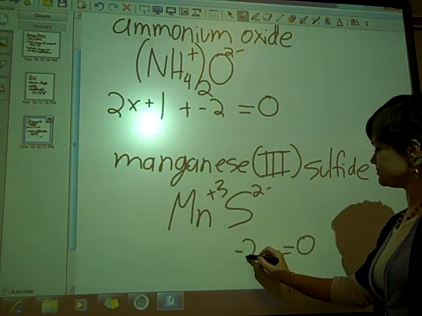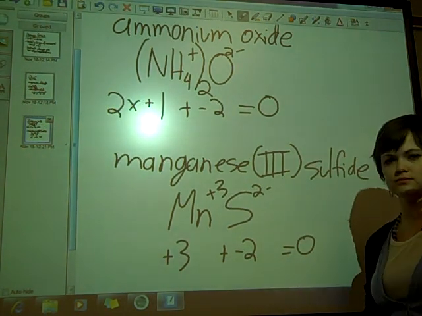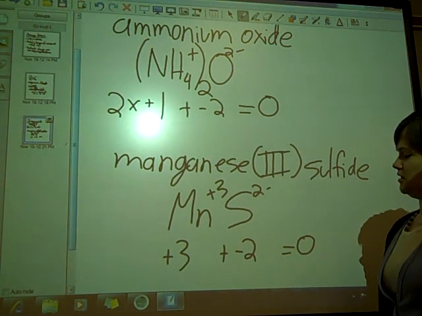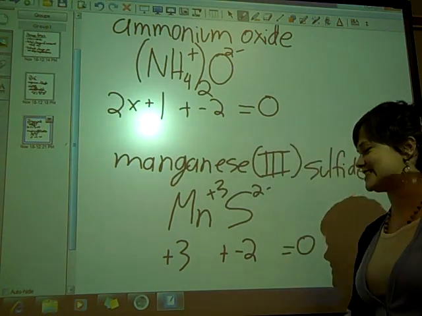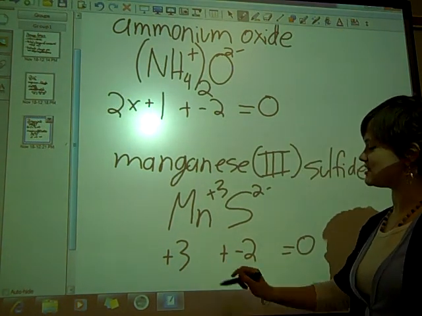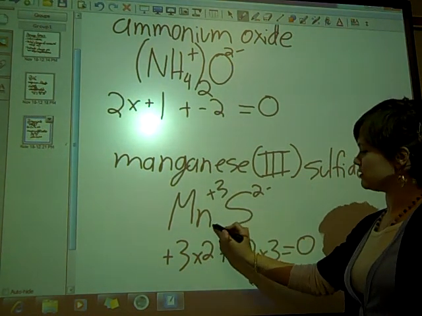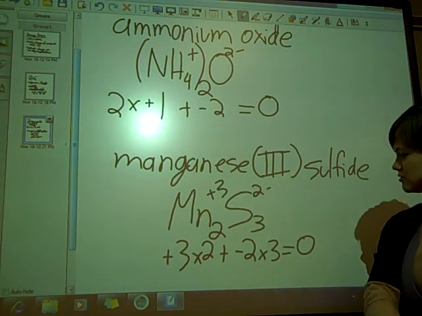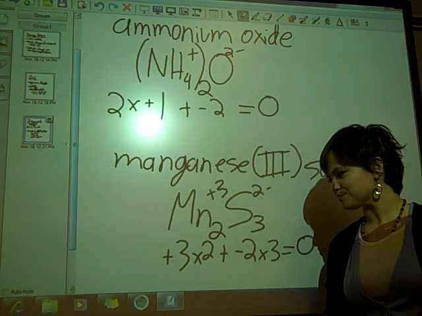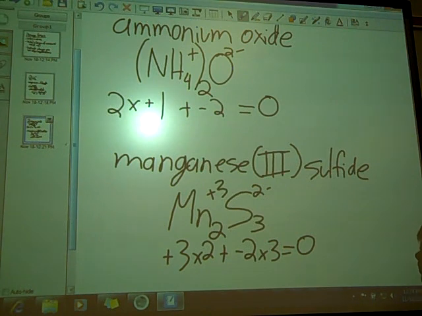Got to get to 0. Positive 3 plus negative 2, not 0. Well, I can't do fractions, but I can get them both to 6. So to get to 6 here, I have to multiply this one by 2, this one by 3. So I need a subscript of a 2 next to my manganese, and a subscript of a 3 next to my sulfide. So Mn2S3 is the formula for manganese(III) sulfide.